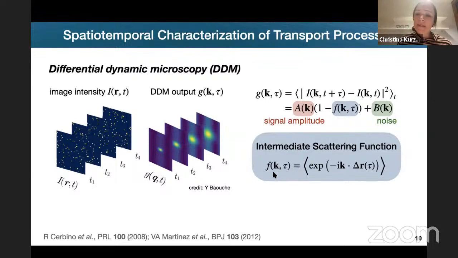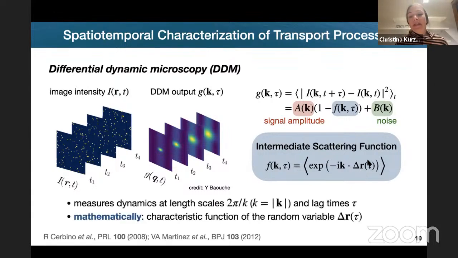The intermediate scattering function is the exponential of minus ik, where k is the wave vector, times the displacement variable. What it does is measure the dynamics at length scales 2 pi over k and at lag times tau. And for those of you who work on theory, this is the characteristic function of the random displacement variable.